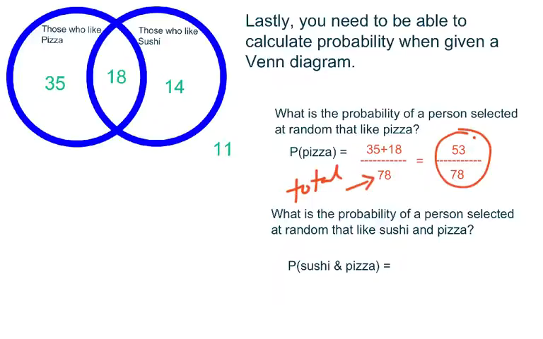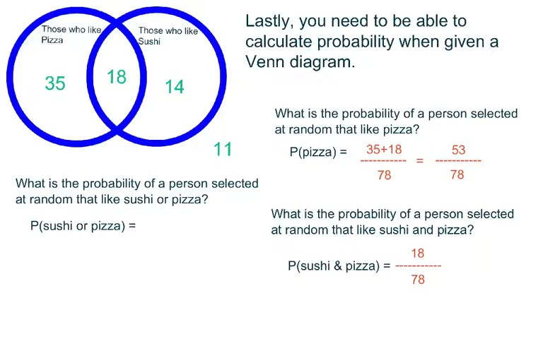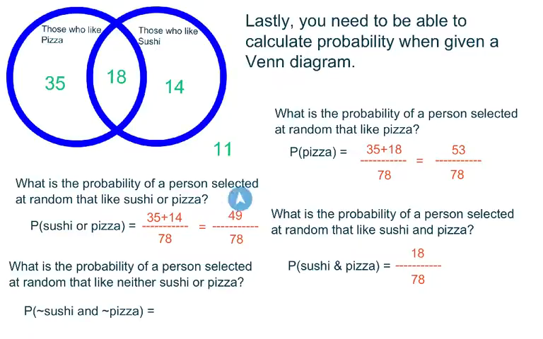The second question we have, what is the probability a person selected at random likes sushi and pizza? Well, here your shorthand probability of sushi and pizza, that's going to be right here in the middle, 18. So 18 divided by your total is 18 over 78. Next question, what is the probability of a person selected at random like sushi or pizza? So here they don't like both, they like one or the other. So we're going to be looking at this 35 and this 14, adding those together and getting 49 out of 78.